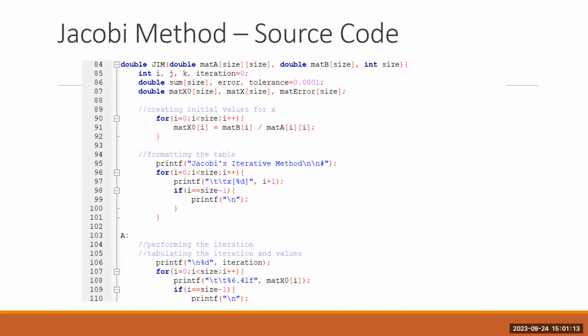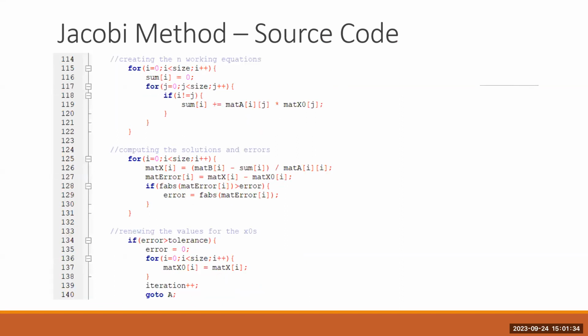So the code enters a loop labeled A, representing the iterations of the Jacobi method. In each iteration, the current values of matx0 are printed as part of the iteration table. A new approximation for matx is computed using the Jacobi iteration formula. So the error in each component of the solution is calculated and stored in materror. The maximum error among all components is tracked as error.